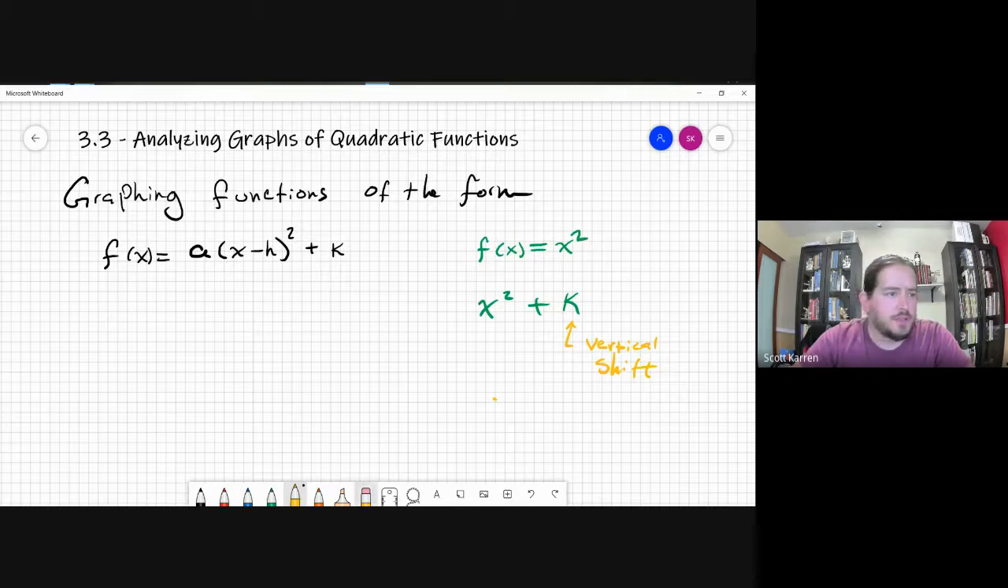Likewise, if I have something like, say, x minus h squared, so I'm changing the inside of the actual function itself, this h is my horizontal shift.